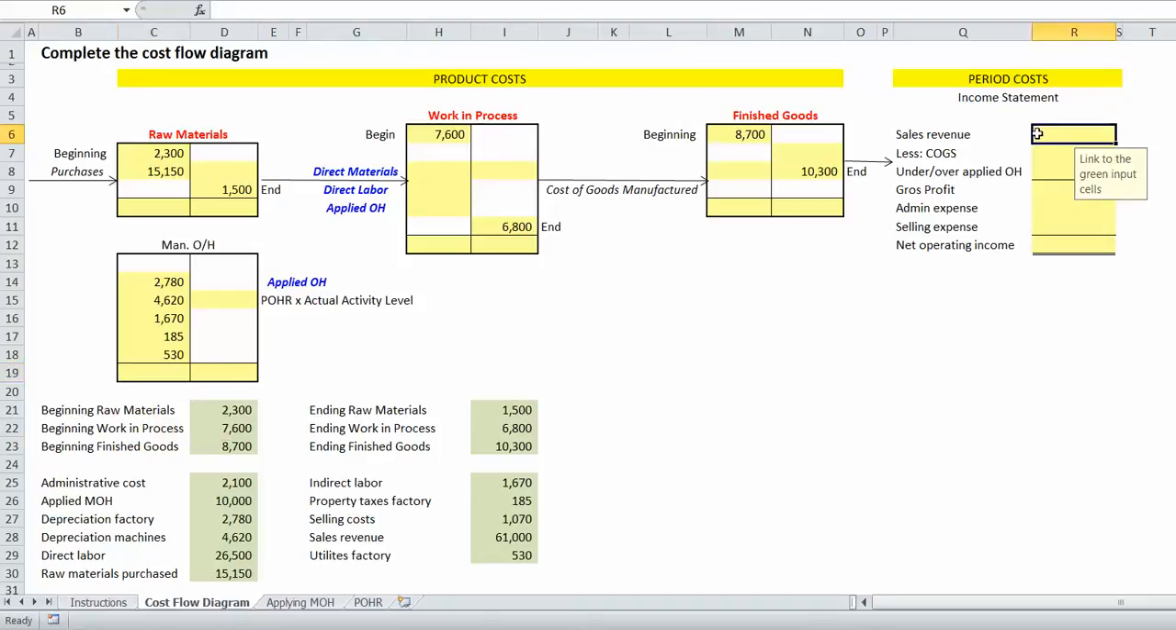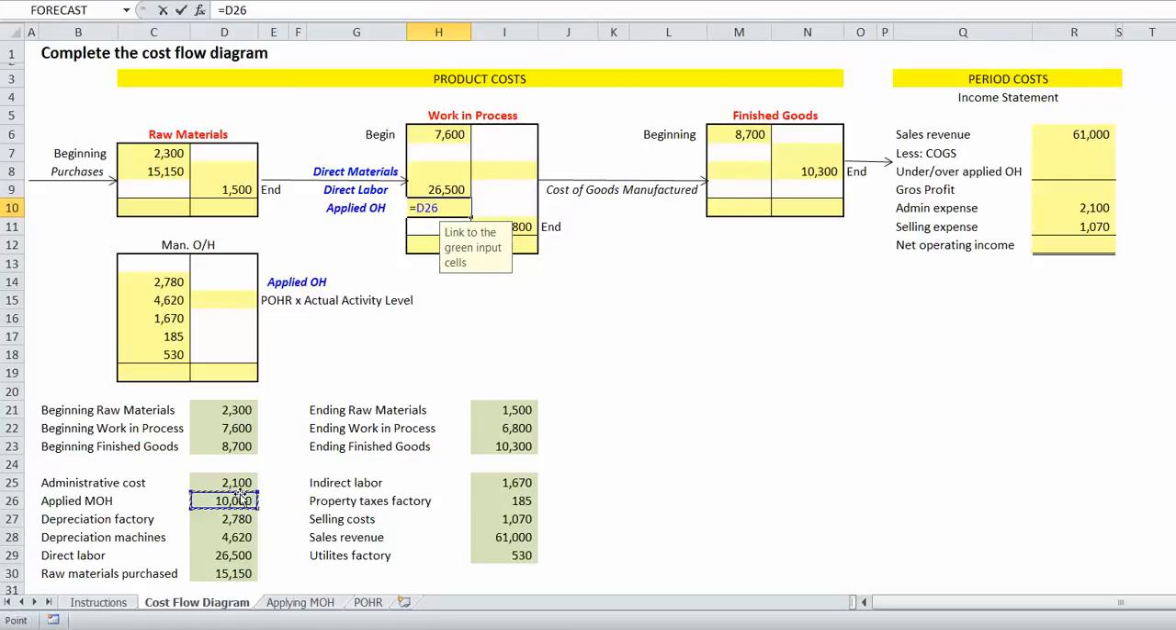Our sales revenue, $61,000. We will calculate cost of goods sold and our under or over applied overhead. Our administrative expenses, $2,100. And finally, our selling expenses, $1,070. Also, we had direct labor of $26,500, and we've got applied manufacturing overhead of $10,000.